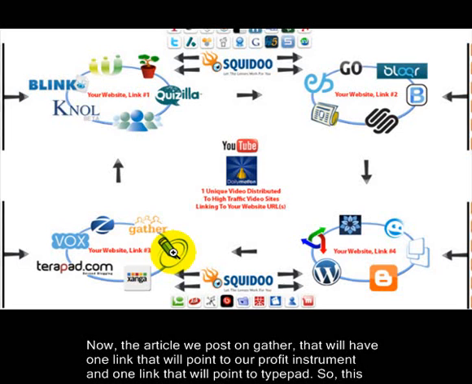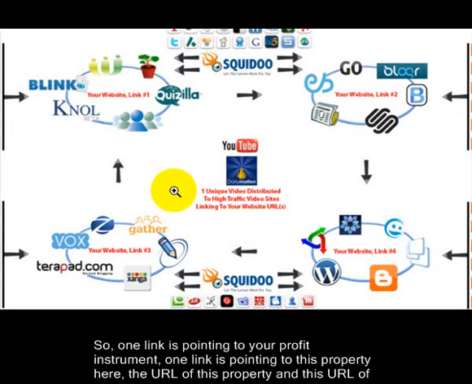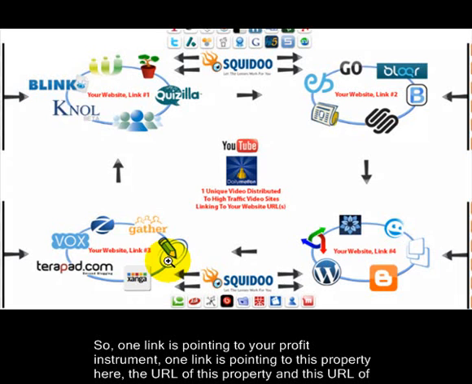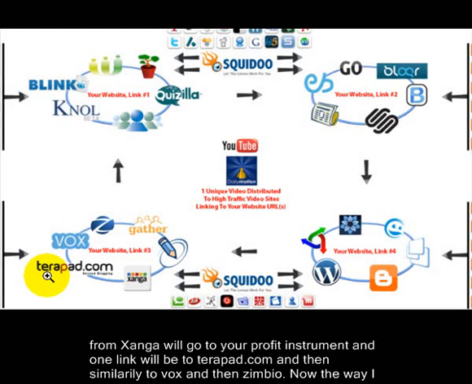Okay, so this is the logo for Typepad. I'm not really sure, but I think this is the logo for Typepad. But whatever, this must be a Web 2.0 property. So one link is pointing to your profit instrument, one link is pointing to the URL of this property, and this property is basically another article which points to your profit instrument, and then another link which points to Zanga. And similarly, one link from Zanga will go to your profit instrument, and one link will be to terapad.com, and then similarly to Vox, and then Zimbio.